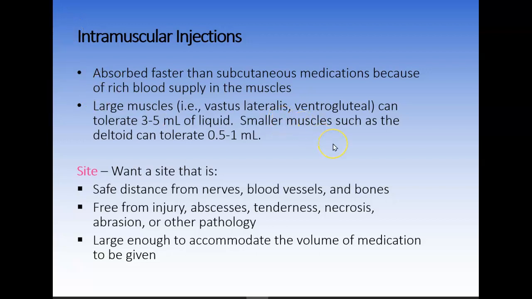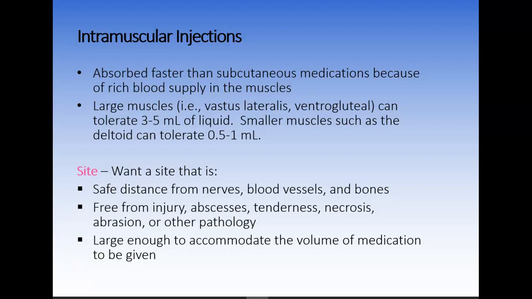So when you're looking for a site, you want something that is away from nerves, blood vessels, and bones, and free from injury. We do that by classifying certain sites, right? Which is why we tell you the vastus lateralis is a good one, the ventrogluteal is a good one, the deltoid. Those are all good distances from those things.